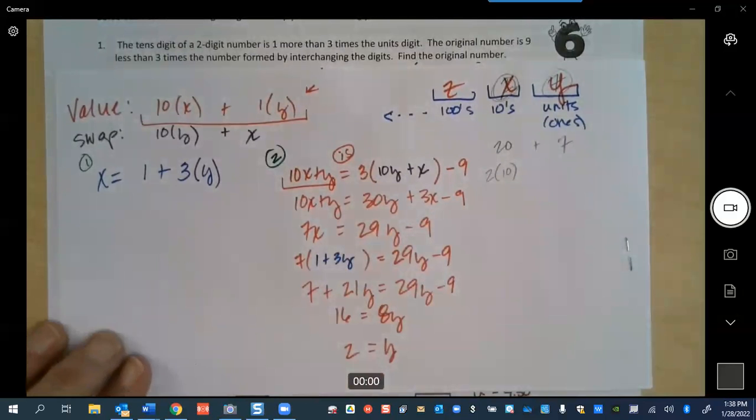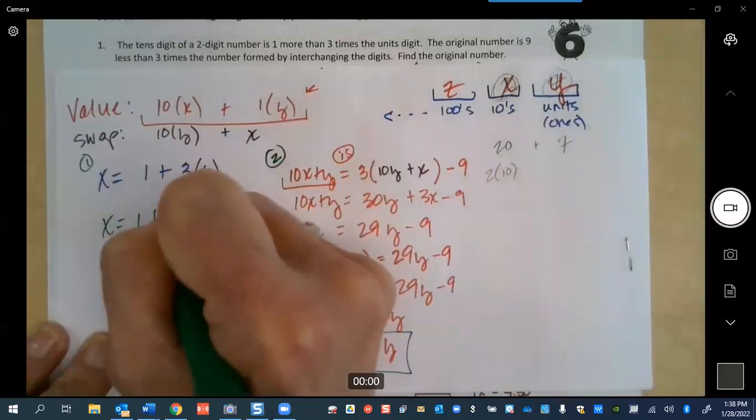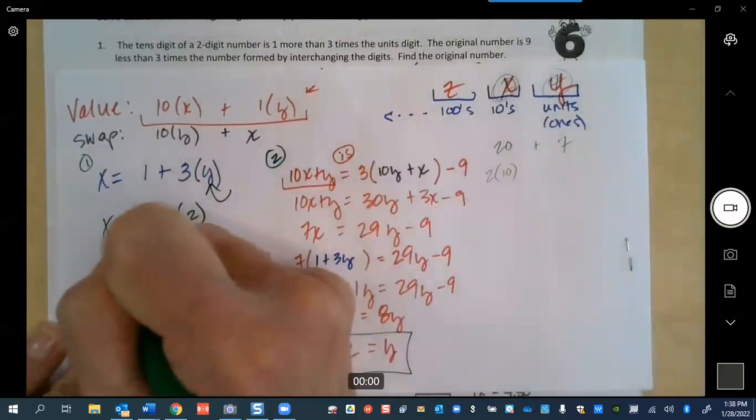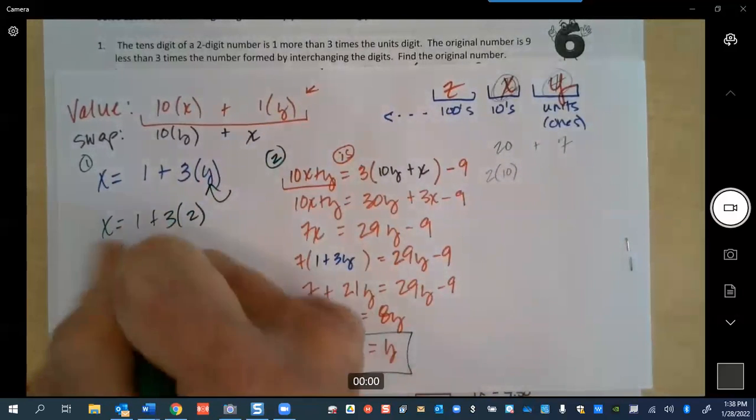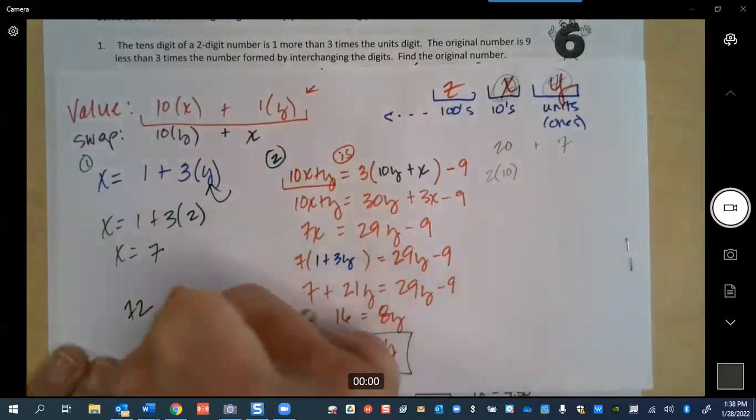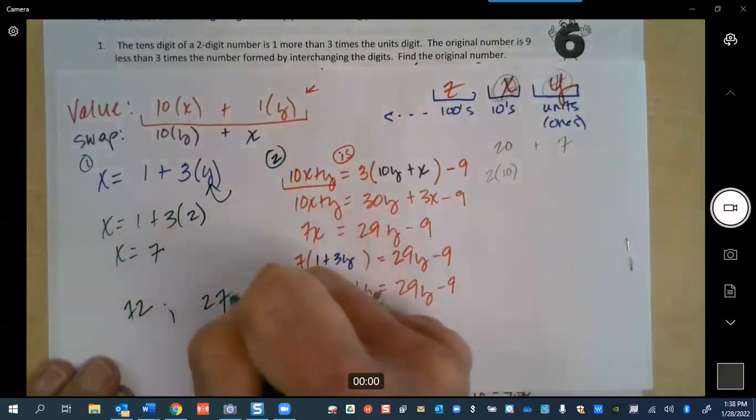The easiest thing to do now is take this value for y and plug it in here. So my x is equal to 1 plus 3 times 2. So my x value is equal to 7. So my original number is going to be 72. And my number when I flip-flop the digits is going to be 27.